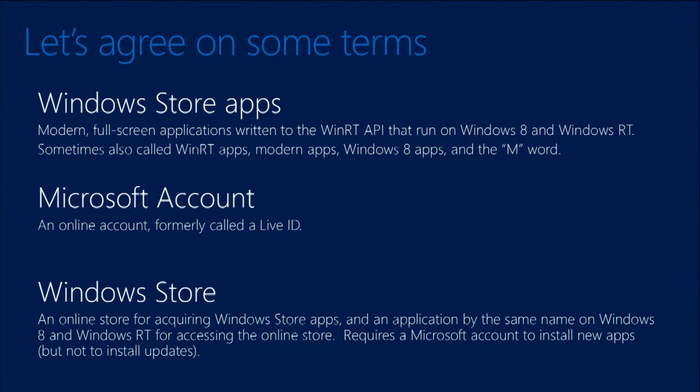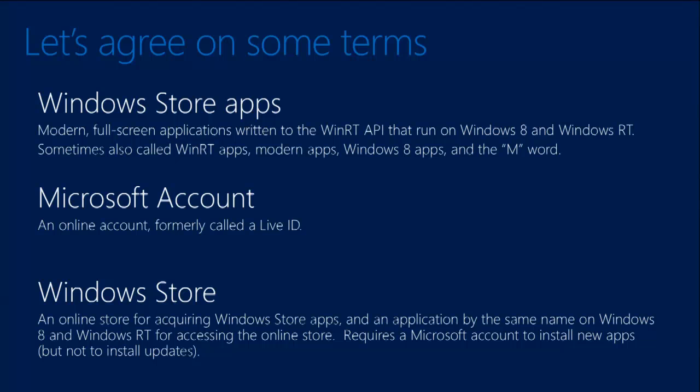So Windows runs WinRT apps. Those apps can run on Windows 8 or Windows RT, the operating systems. You'll also hear these referred to as WinRT apps because they're written to the WinRT APIs. You'll hear them called modern apps. You'll hear them called Metro apps. You'll hear them called Windows 8 apps. They're all referring to the same thing. These are the packaged AppX files that can be installed and deployed to Windows 8 and Windows 8.1.